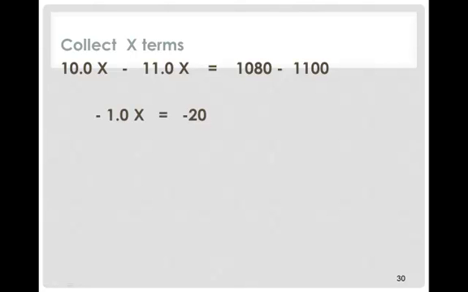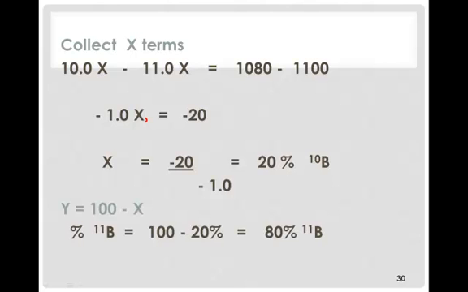Now we're going to collect our x variables and combine them. When we combine them, we take 10 minus 11, so we get negative 1x. We combine these and we get negative 20. Now all we have to do is divide by negative 1 and we get 20%. So now we know that x is 20%, so we plug that in and subtract from 100, so we know that B11 is 80%.